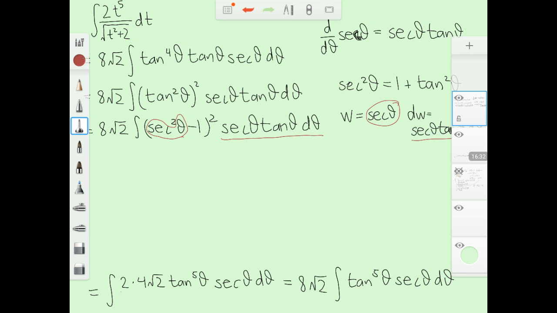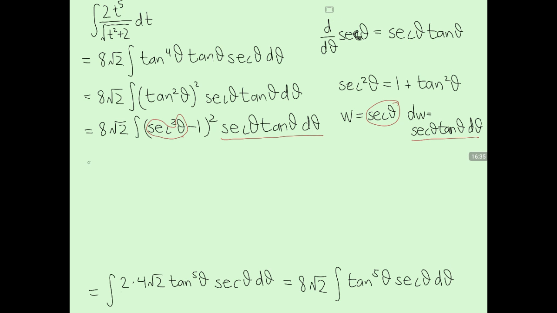So now what we have is our integral in terms of w. So here we have 8 square root of 2, the integral of w. So we'll just expand this square over here. So we'll have w to the 4th minus 2w squared plus 1. So all I did was just expand this in terms of w. And here I'm just going to replace secant theta tan theta d theta with dw. So now we have this integral in terms of w.